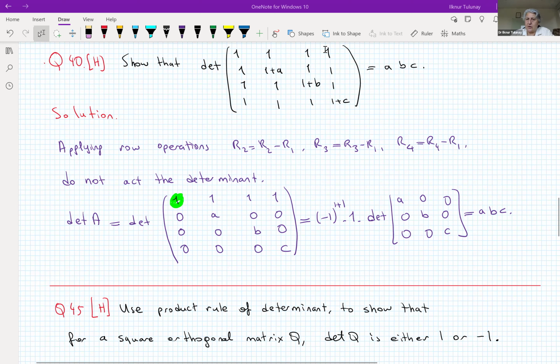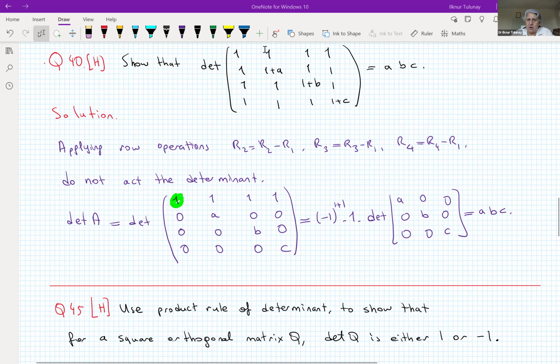If the determinant is, so this is the matrix that we would like to calculate the determinant of, and we would like to prove that this is A times B times C. If you do the row operations, because we have lots of ones here, we can make zeros. This one minus this one, so I will have 0 here, I will have A here, I will have 0 here, and 0 in this position. Similarly, I will have 0 here, 0 here, B, and 0. I'm taking this row minus this row plus this one.